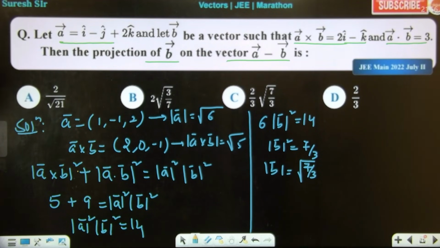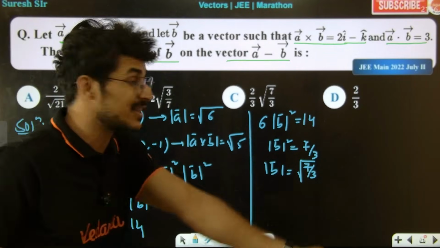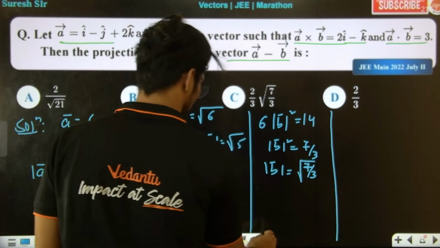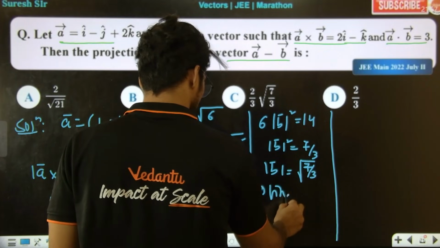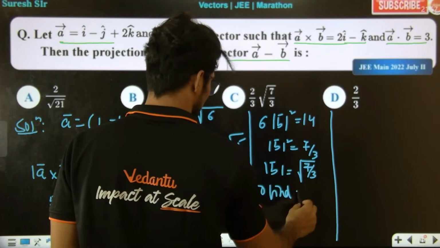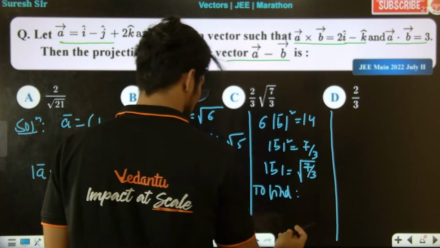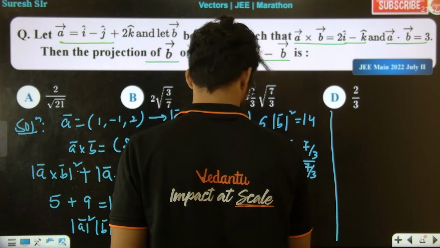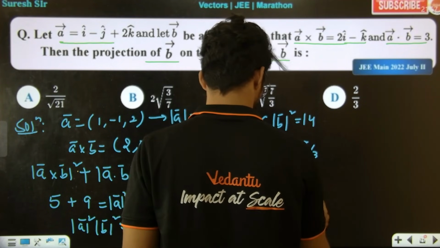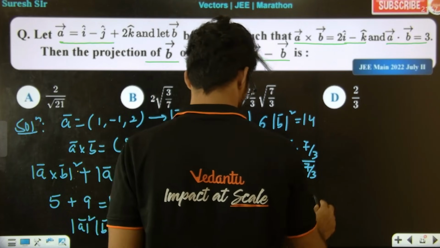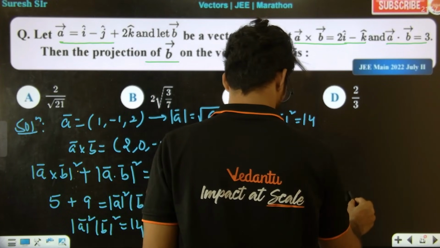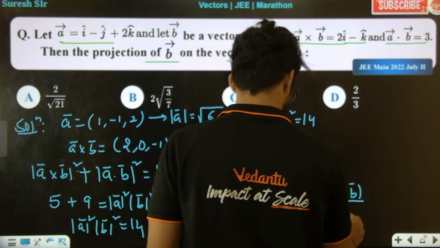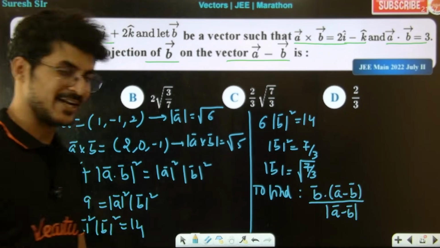Yes sir. Now what do I need to find out, sir? The magnitude of B square we got. I need to find out the projection of B on the vector A minus B, right? So to find the projection of B on the vector A minus B, I can write it like this: B dot A minus B divided by the magnitude of A minus B. Right or not? Yes sir.